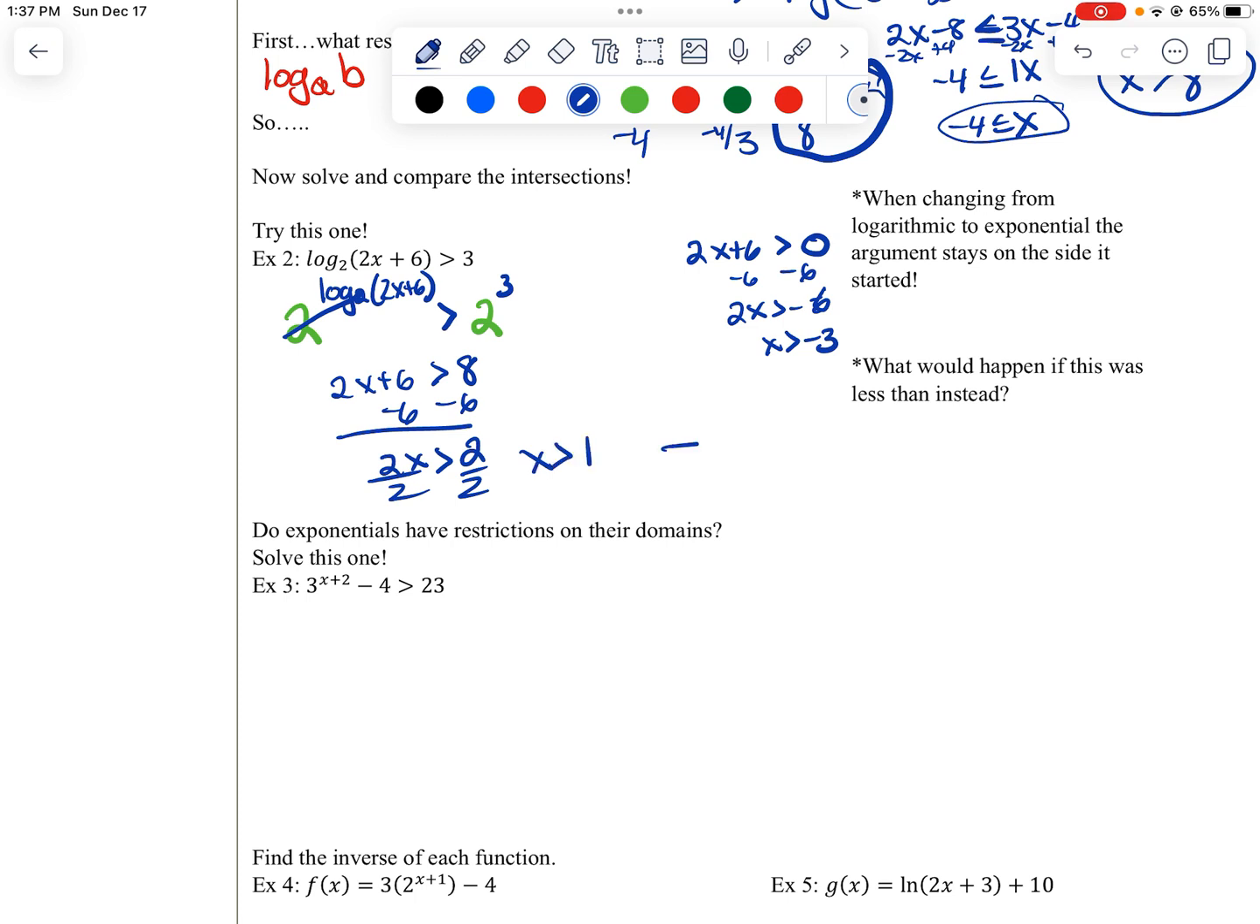All right, so if I was to graph this, x has to be greater than negative 3. And this one here, x has to be greater than 1. So where's the only place that works? It's x has to be greater than 1, because it has to match up with both of those.